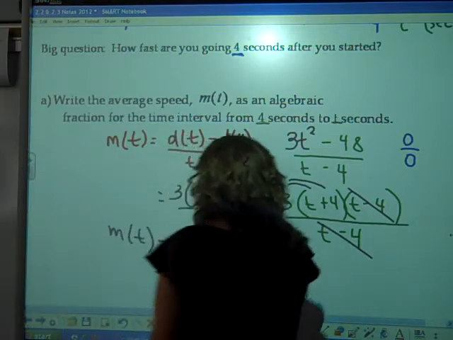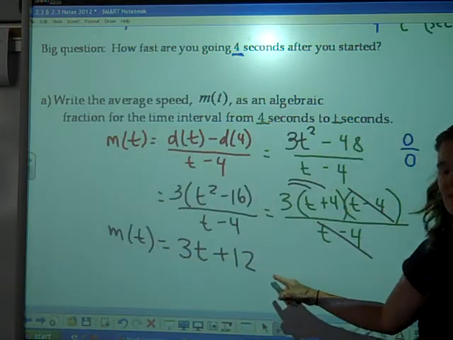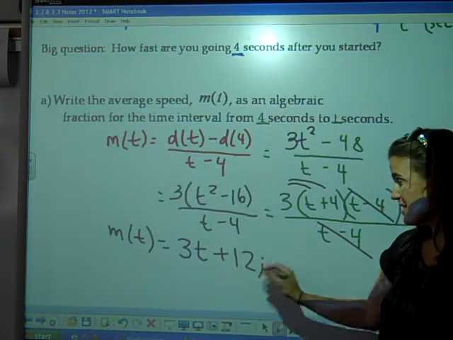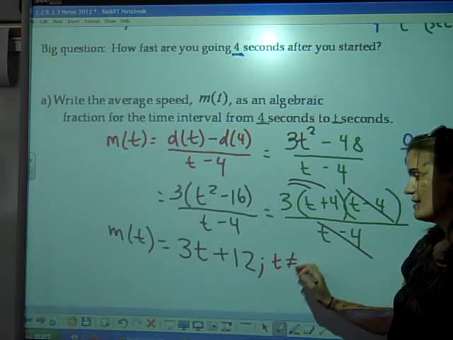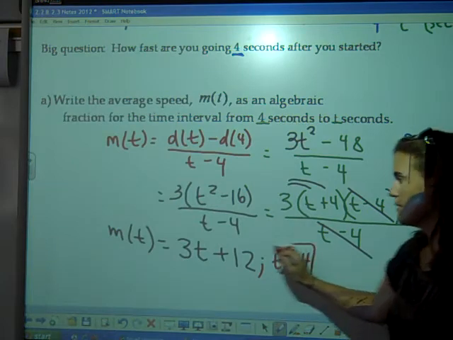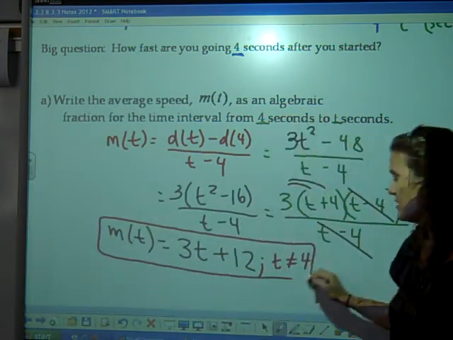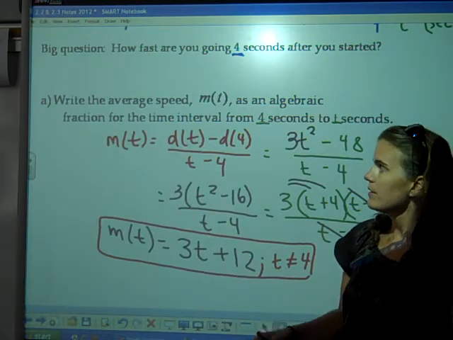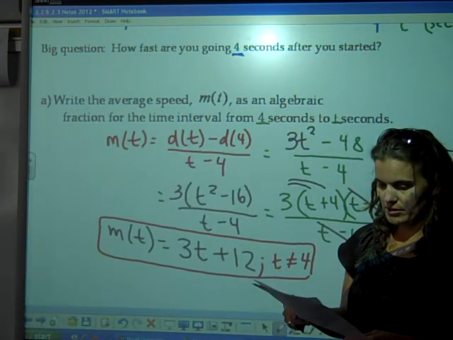But it's super important, if you're going to state that m of t equals this stuff, you need to make sure you're stating the restriction. M of t will equal this stuff as long as t does not equal 4. You should always include that in your statement if you are just simplifying an expression like this. I think that's all we need to do for that part.